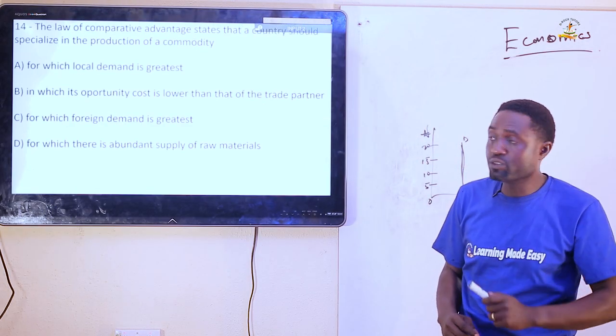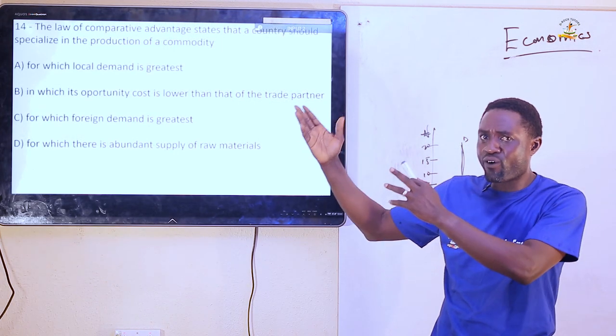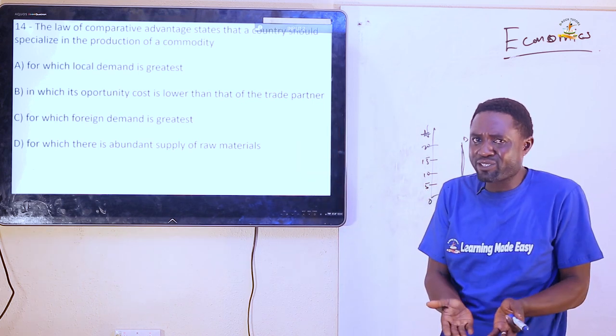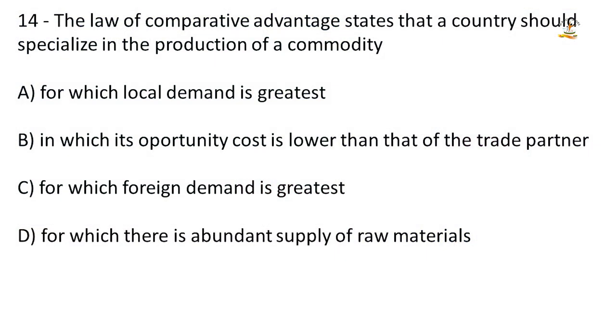The next question, question number 14. The law of comparative advantage states that a country should specialize in the production of a commodity A, for which local demand is greatest. No, it can't be that. B, in which its opportunity cost is lower than that of the trade partner. That one looks like it, but let's check other options. C, for which foreign demand is greatest? No, if it's for more foreign demand, that means they don't need it in that particular country. It can't be that answer. D, for which there is abundant supply of raw materials? No.